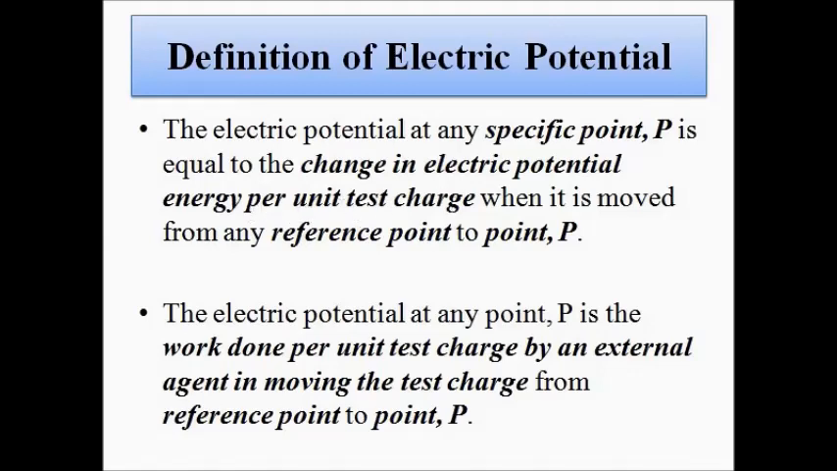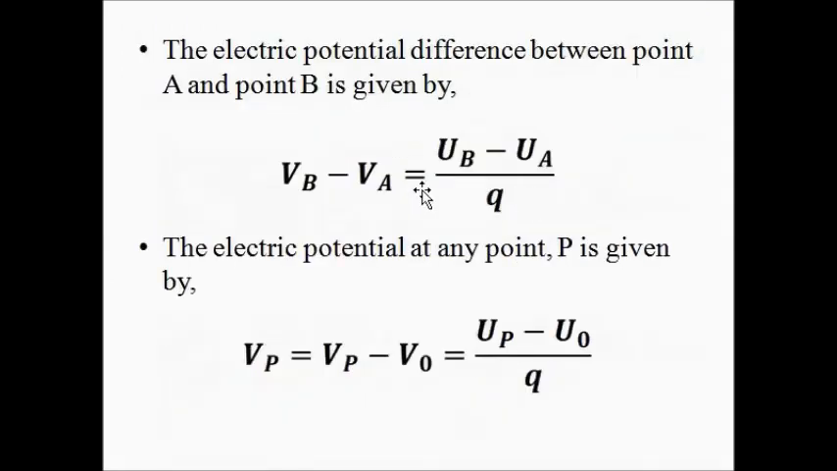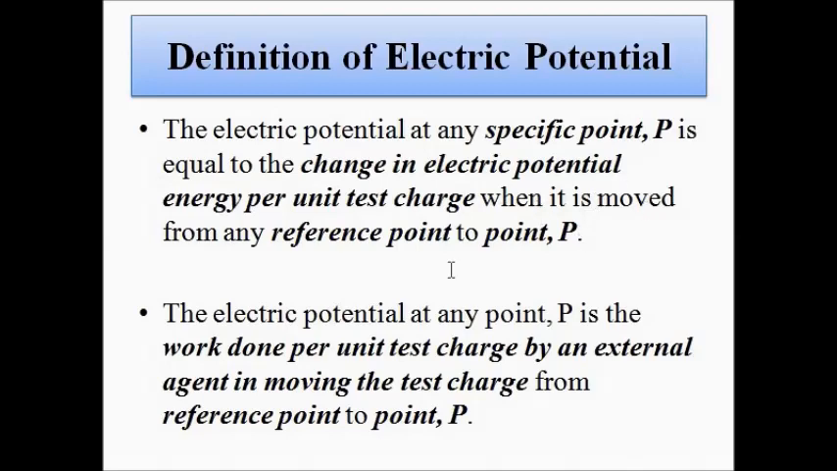Per unit test charge means the change in electric potential energy divided by q, the magnitude of the test charge, when it is moved from any reference point or origin, any fixed point which we decide to consider as reference and make all the measurements with respect to, to the specific point P. Or it can be written another way as the work done per unit test charge by an external agent when it is moved from the reference point to point P.